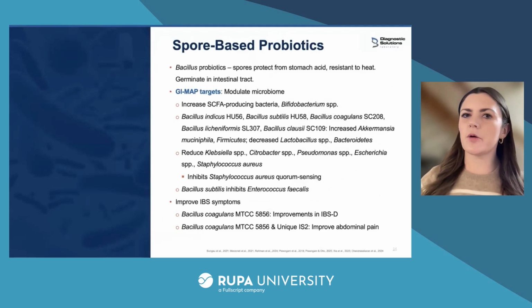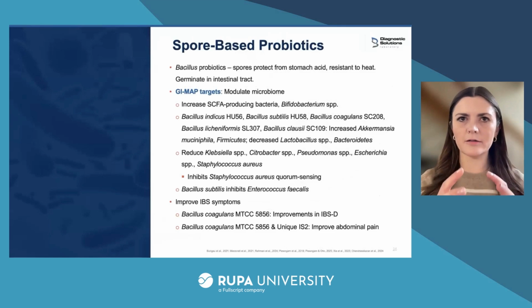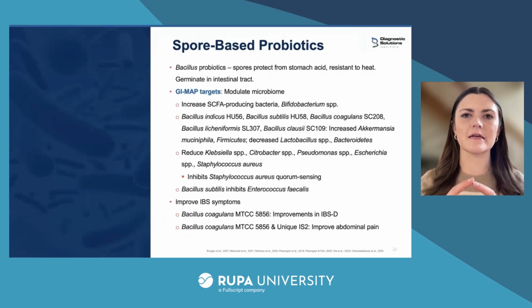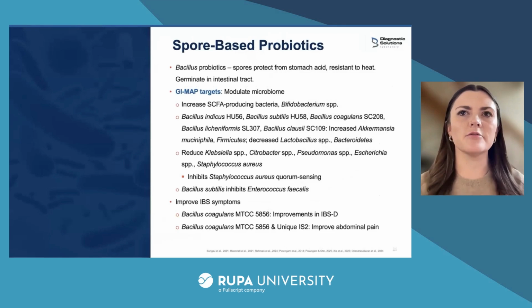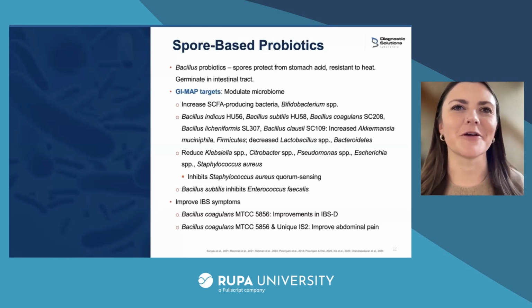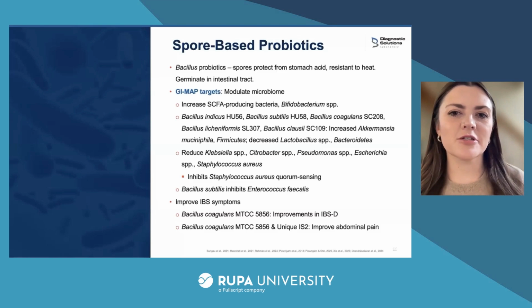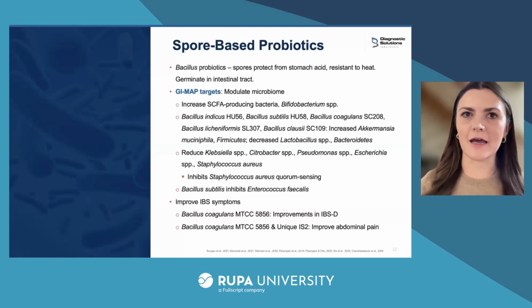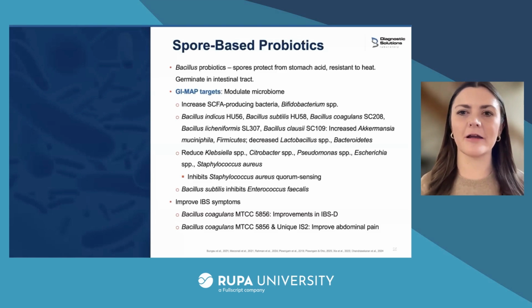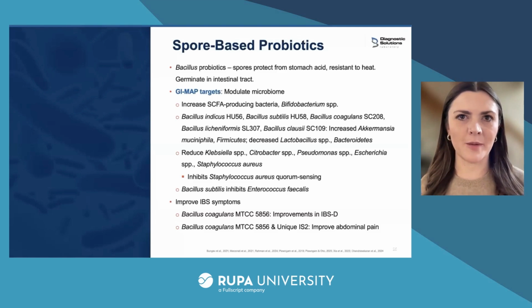But Bacillus probiotics, they have that spore that protects them from the stomach acid. It can be resistant to heat, which is really helpful for transport and storage. Again, thinking about shelf life here. And once those spores reach the intestinal tract, they germinate, and they're able to confer their benefits. So they've been shown to help increase short chain fatty acid producing bacteria, as well as increase Bifidobacterium.